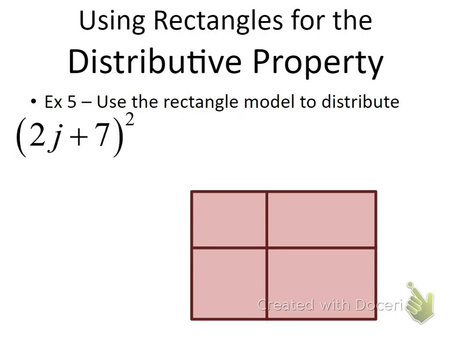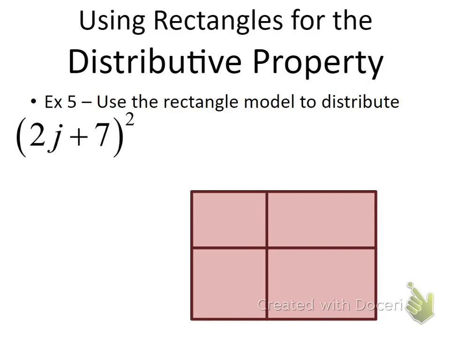What do I do with this kind of problem? 2j plus 7 squared. What does that actually mean? Not an invisible one, but that's a good guess, though. Well, what does to the second power mean? I'm going to take this binomial and multiply it by itself how many times?